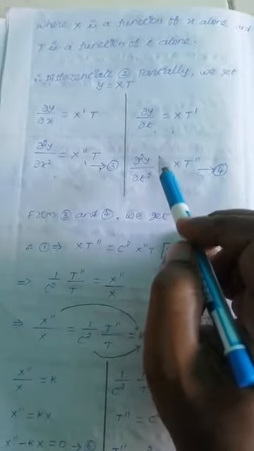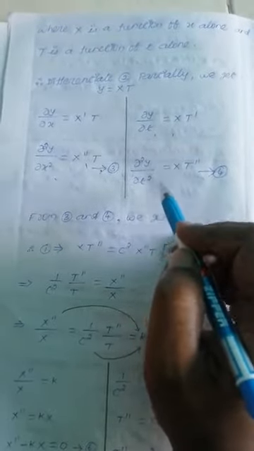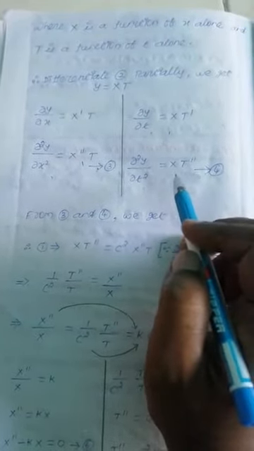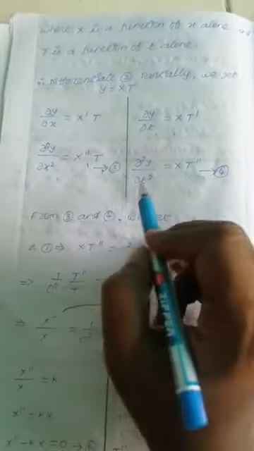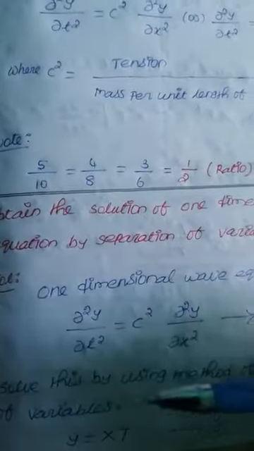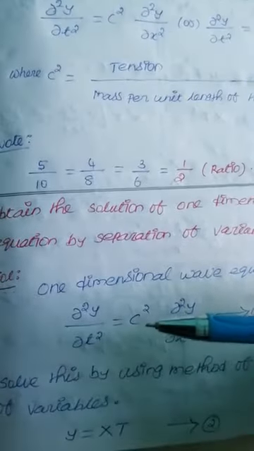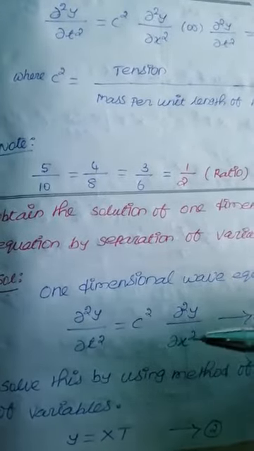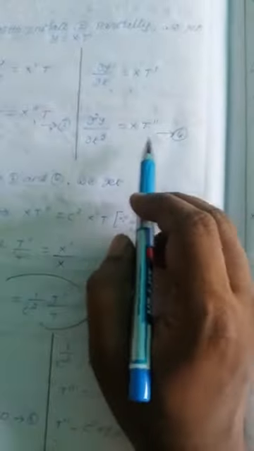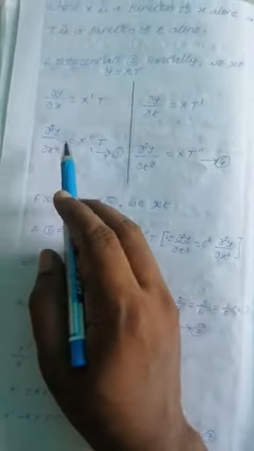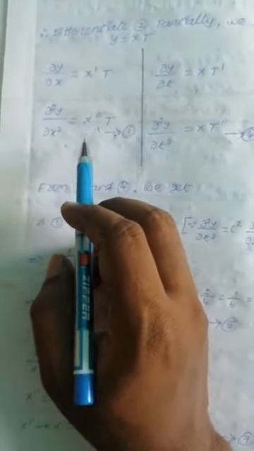Now again differentiate with respect to t: ∂²y/∂t² equal to X T''. You might wonder why we had to find the values of ∂²y/∂x² and ∂²y/∂t², because the one-dimensional wave equation is ∂²y/∂t² equal to c² ∂²y/∂x². In place of ∂²y/∂t², I substitute the value X T''. In the place of ∂²y/∂x², I shall substitute X'' into T.